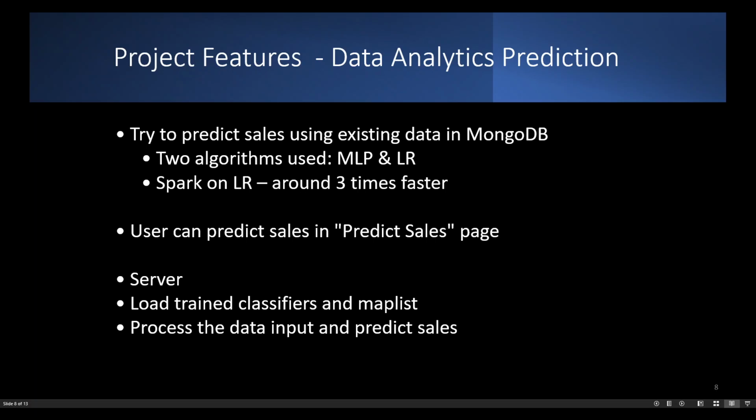We also try to predict the sales using the data we have in MongoDB. The two algorithms we used are multi-layer perceptrons and linear regression. We also tried to use Spark with linear regression, and it works around 3 times faster than the original method we had in linear regression. And with predicting the sales, the users can go to the page, enter some details which will be demonstrated in the demo, and the server will handle the request.